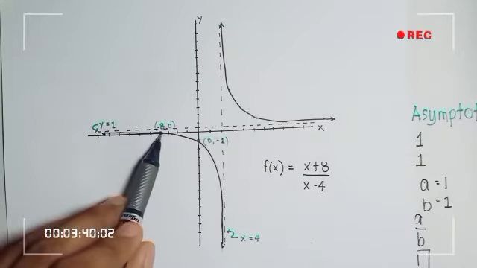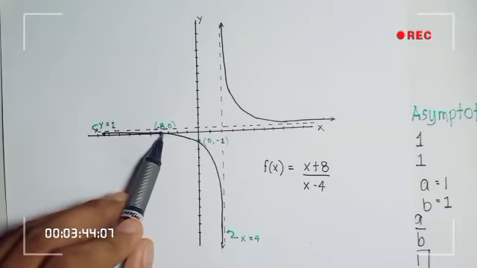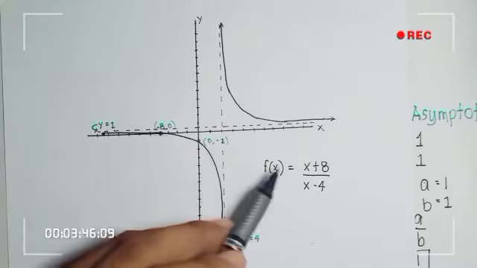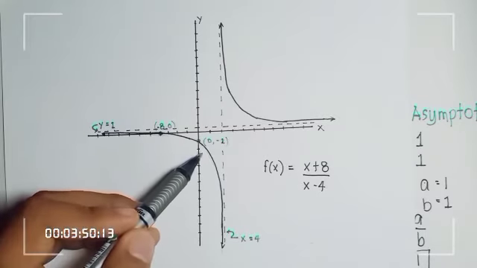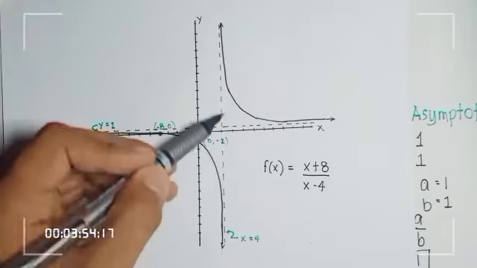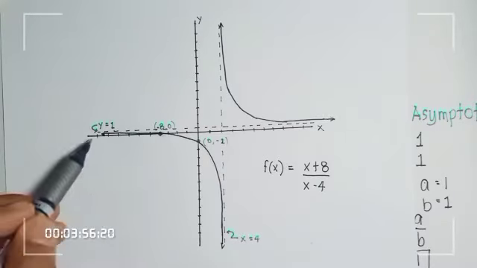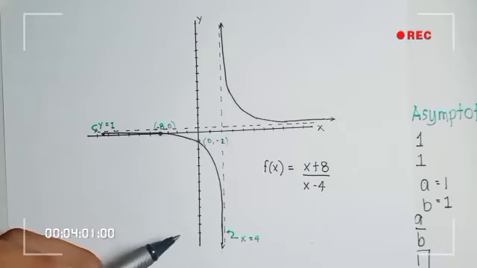Here is the appearance of the graph of f of x equals x plus 8 over x minus 4. You can see that it touches the x-axis at point negative 8 and 0, and the y-axis at 0 and negative 2. Its vertical asymptote is x equals 4, and its horizontal asymptote is y equals 1.